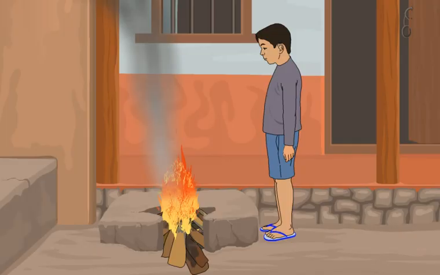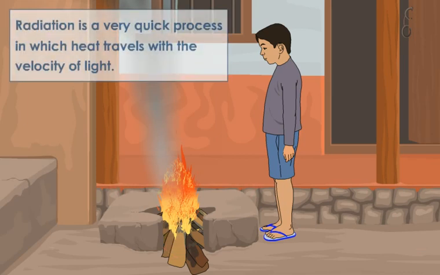Students, when we stand in front of a fire or heater, we feel the warmth. The heat from the fire transmits in all directions due to the process of radiation. Radiation is a very quick process in which heat travels with the velocity of light.